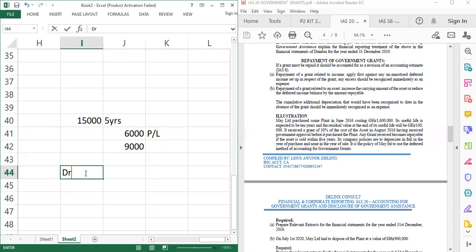Okay, what will happen is that at the day that we are repaying the grants, the asset should increase by 9,000, because that is the remaining portion of the grants. So that should be added to the asset. So we debit the asset by the unutilized portion of the grant. Then we credit what? Cash. Are you okay? We credit because we are paying the grants.